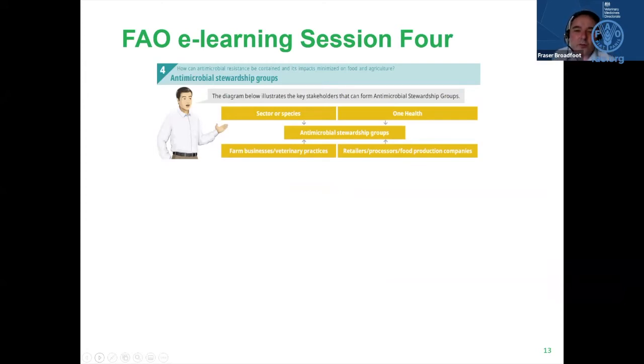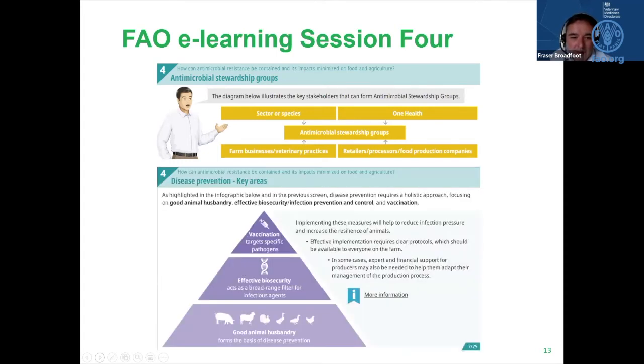Session 4 also talks about the importance of antibiotic stewardship groups. I've mentioned that in the UK we have species and sector stewardship groups. You can also have One Health groups bringing the human and animal sector together, and retailer stewardship groups, and individual vet practices and individual farm businesses can also create their own antibiotic stewardship groups as well. And then importantly, session 4 is very much focused on disease prevention and preventing the need to treat with antibiotics in the first place.